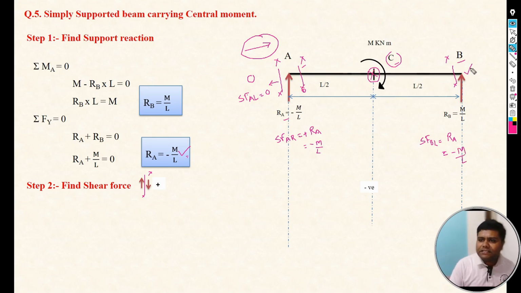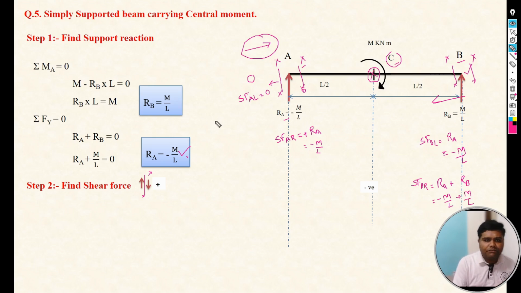And now again take the section on the right of that B section and then focus on the left. Now two forces are there, that is Ra and Rb. So we can say that the shear force B right is equal to Ra upward, take positive, and Rb is also positive because of upward. So Ra magnitude is minus M by L, and Rb magnitude is M by L.